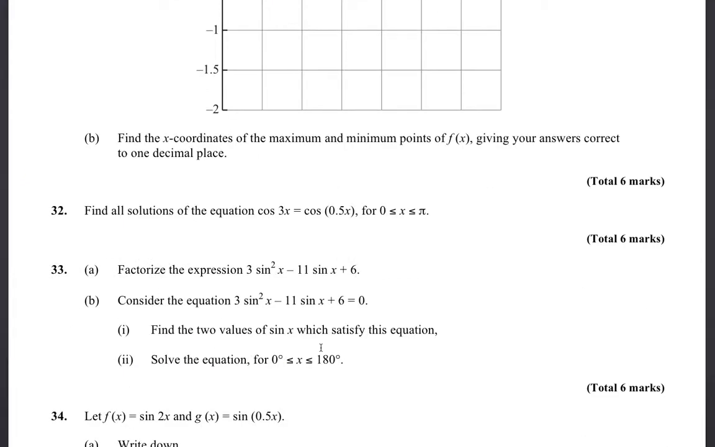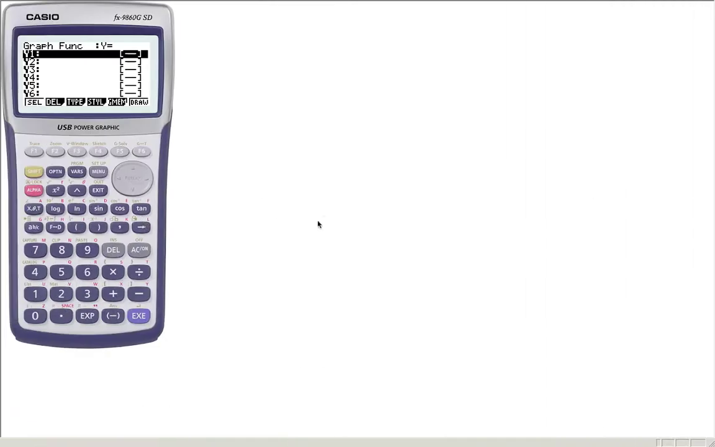The 32nd problem now. Find all solutions of the equation cos 3x equal to cos 0.5x. So what I'm going to do is I'm going to use graph. I'm going to take this as y1, cos 3x, and take this as y2, cos 0.5x. So let me look at the scale, shift view window, 0 to pi and minus 2 to plus 2, so that is fine.